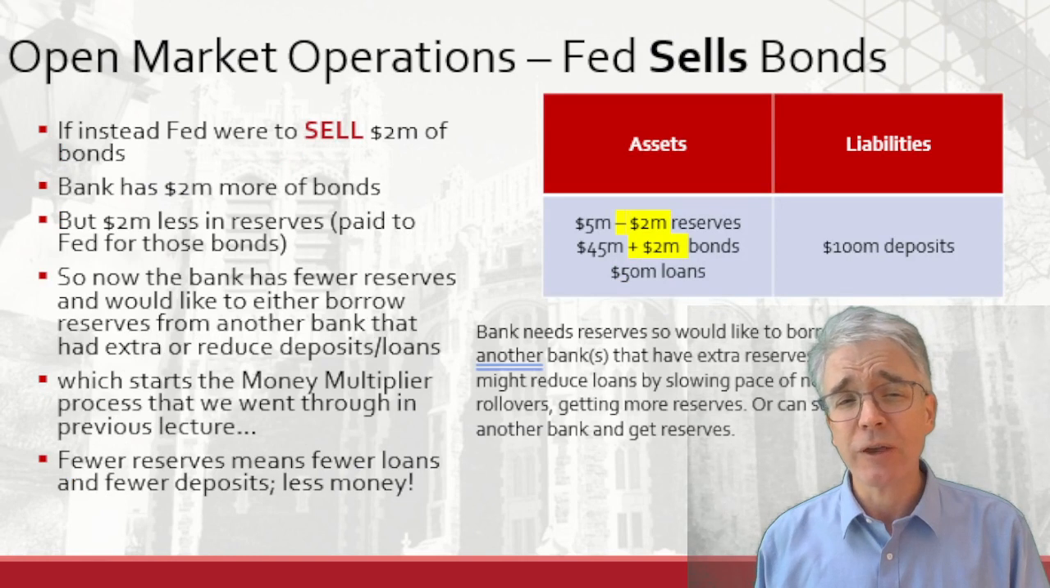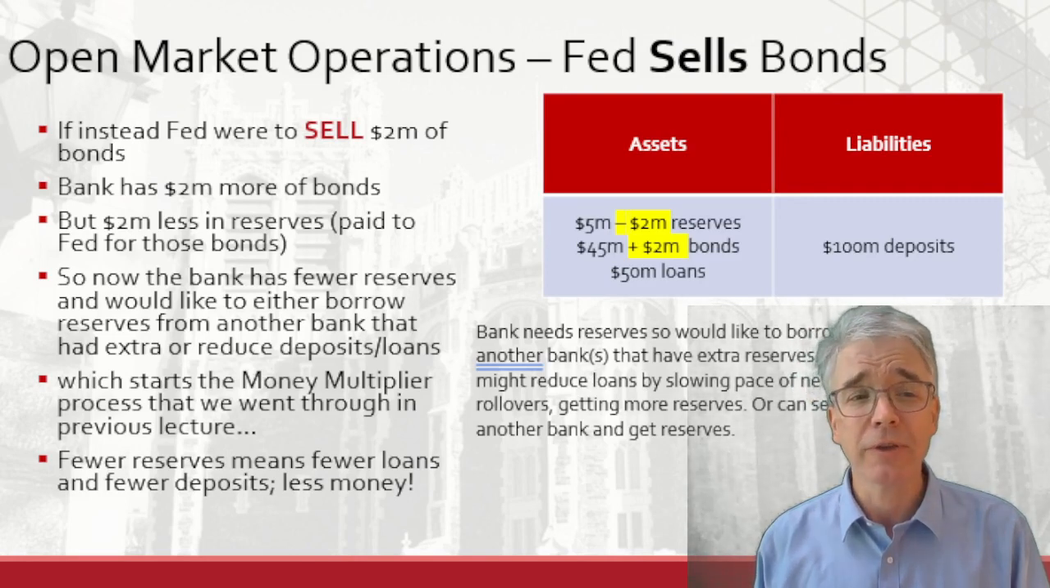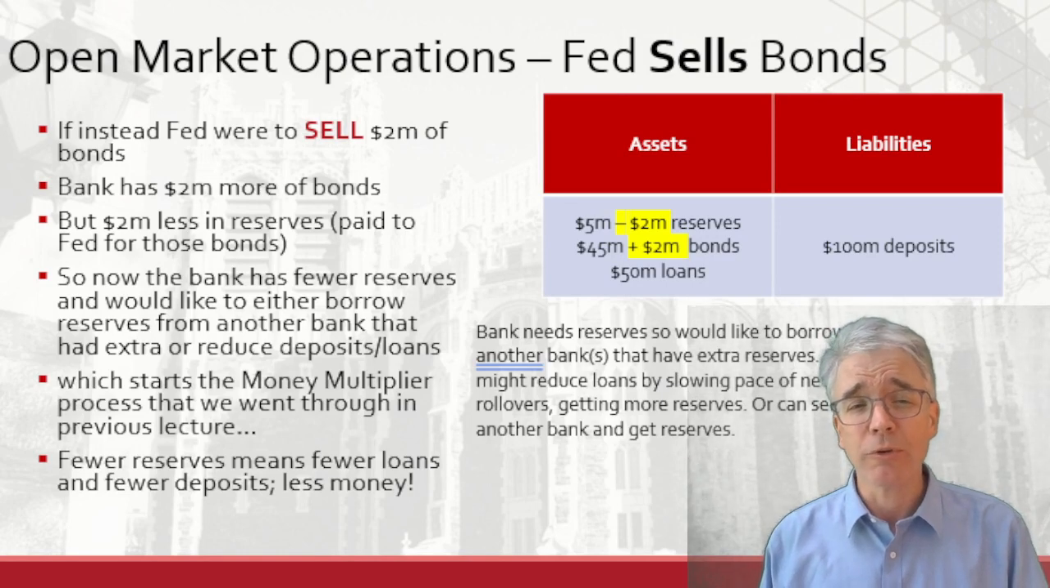In reverse, if the Fed were to sell $2 million of bonds, then the bank would pay for that with its reserves. It would have $2 million fewer in reserves, but $2 million more in the bond category. Its assets would be unchanged, but the composition would change. Since the bank has fewer reserves, it'd probably borrow reserves from another bank and reduce its loans. It probably wouldn't call in loans, but it would slow the pace of new loans or slow some rollovers to get some additional reserves. That sets the money multiplier process in reverse. Fewer reserves, fewer loans, fewer deposits, less money.